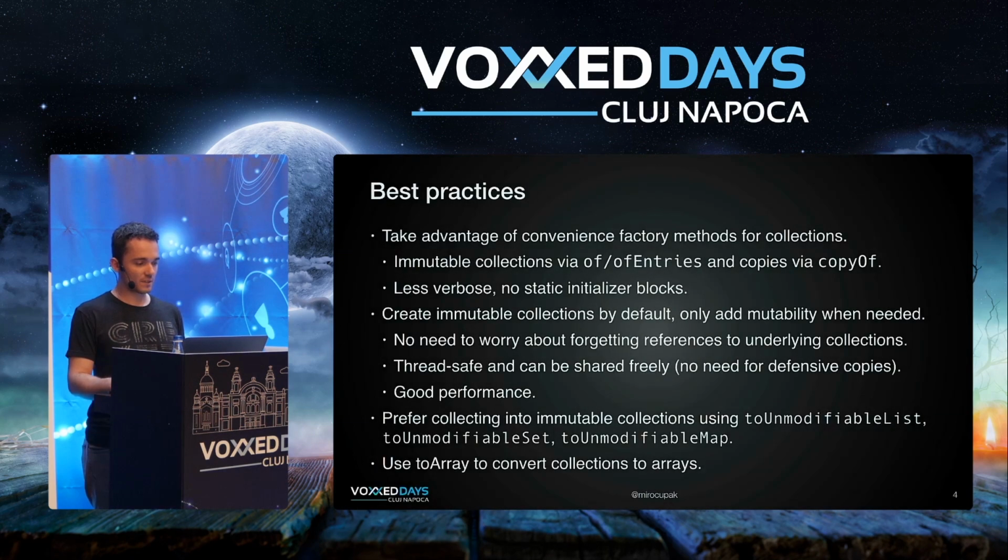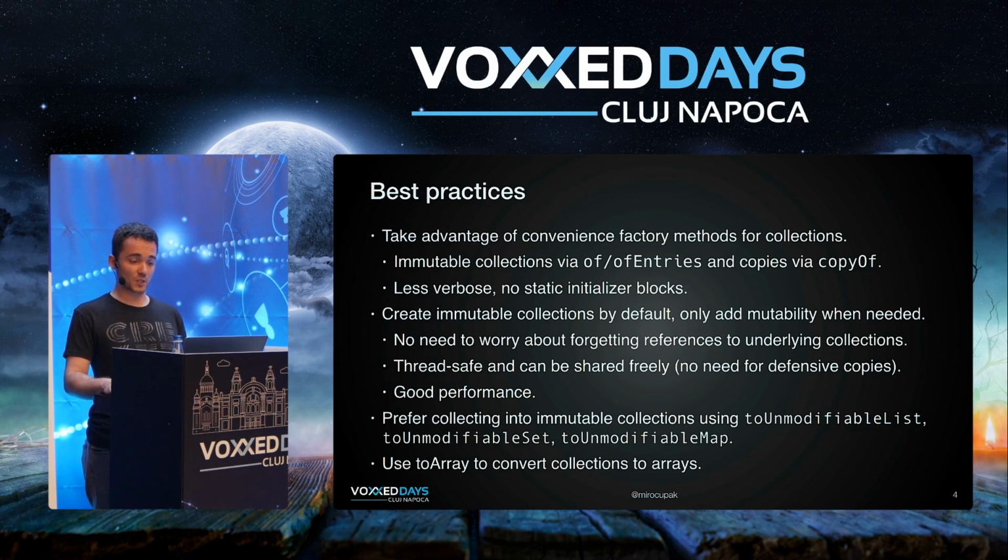So, to recap, what are some of the best practices that we've observed when it comes to the additions to the collections API? Well, we now have convenience factory methods for both creating collections directly and by copying. And this approach not only leads to truly immutable collections with good performance, but it's also less verbose and doesn't require static initializer blocks. We should make collections immutable by default and only add mutability when needed.